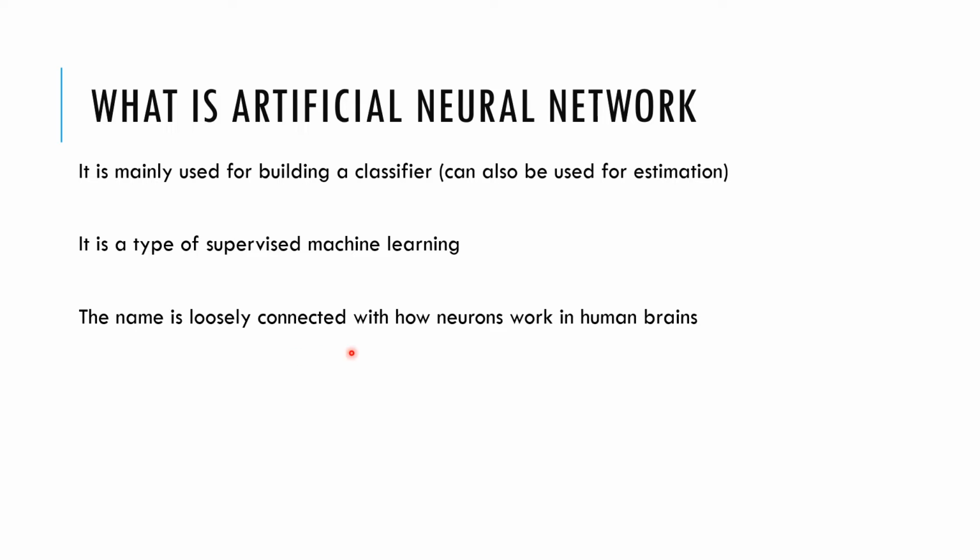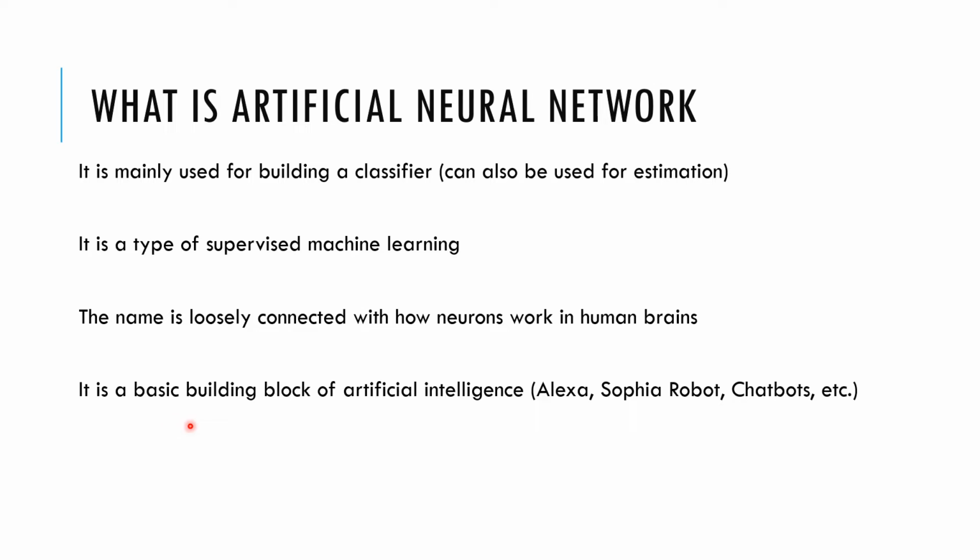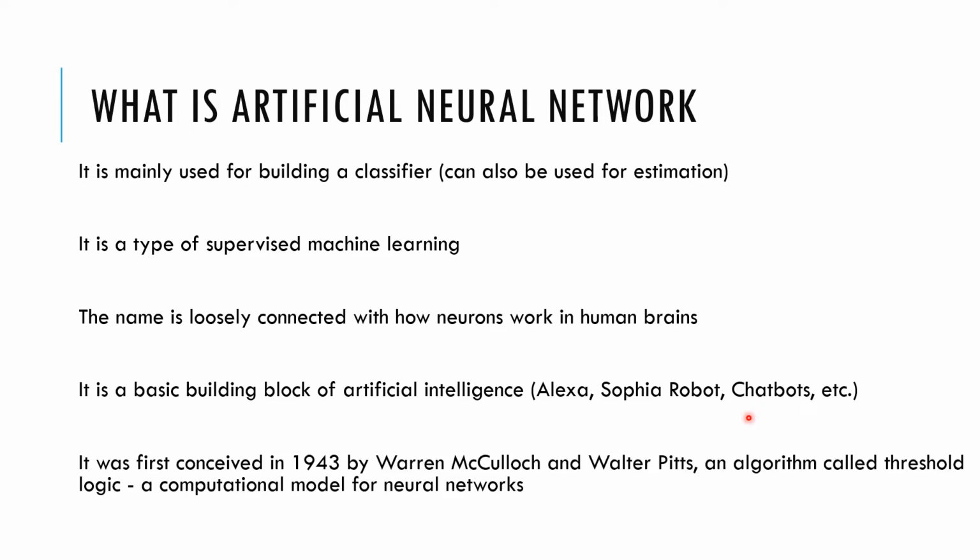The name is loosely connected with how neurons work in human brains. However, this topic is quite debatable and some people don't even agree with it. It is a basic building block of artificial intelligence. Some examples of artificial intelligence in real life are Amazon's Alexa, the Sophia robot, chatbots, etc.